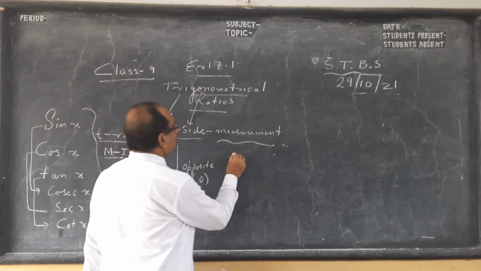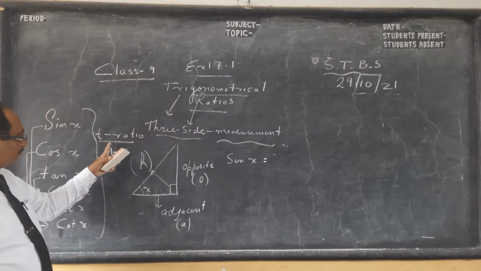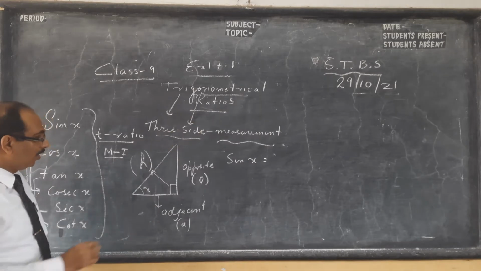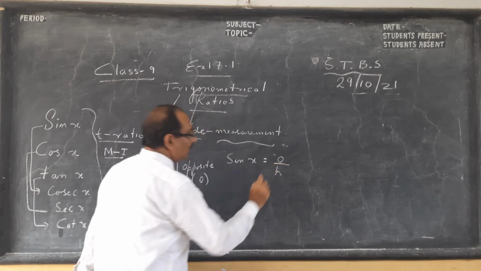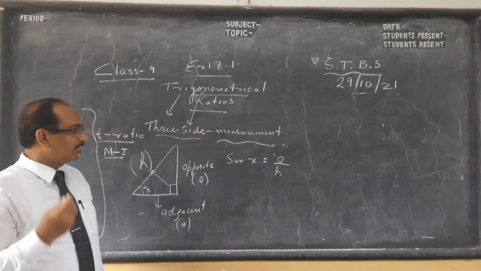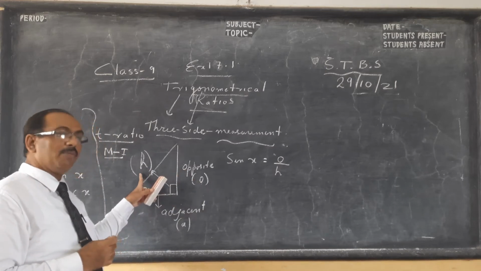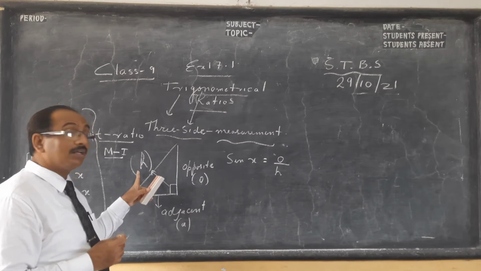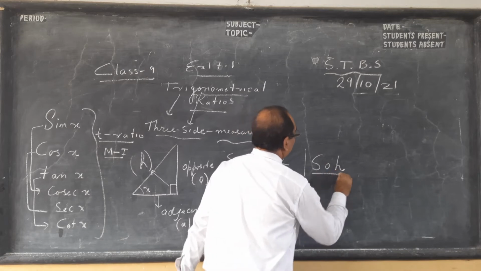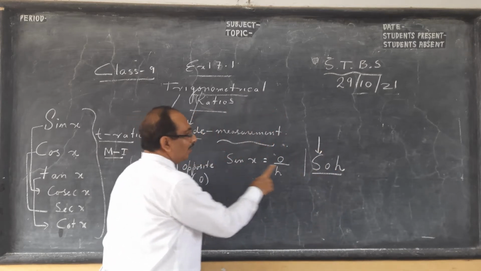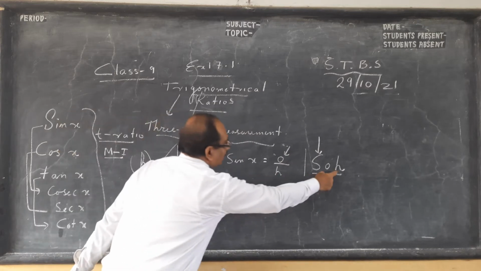Now first, what is sine x? Sine x is a trigonometrical ratio of opposite by hypotenuse. And I was telling you there is something called mnemonics, how we remember. Sine is opposite, in my other system it's perpendicular, by hypotenuse. Opposite by hypotenuse. So that mnemonic is SOH. S for sine, O for opposite, what we call perpendicular, and H for hypotenuse.